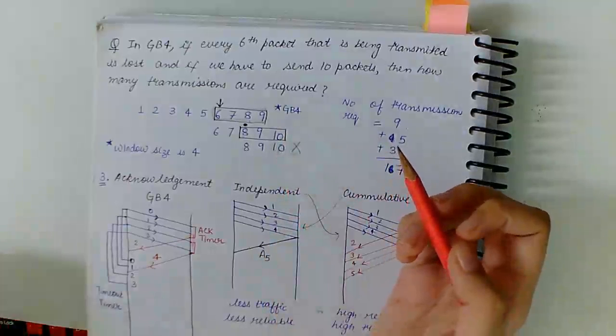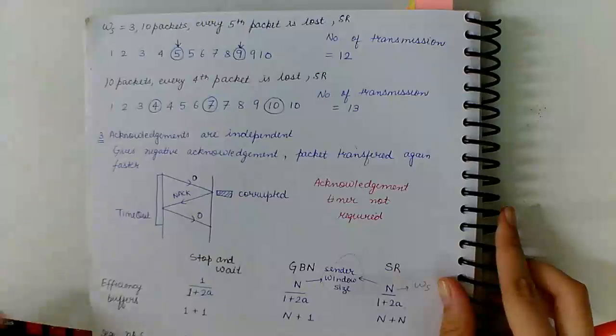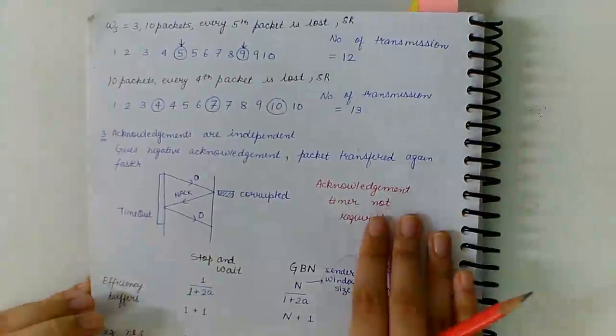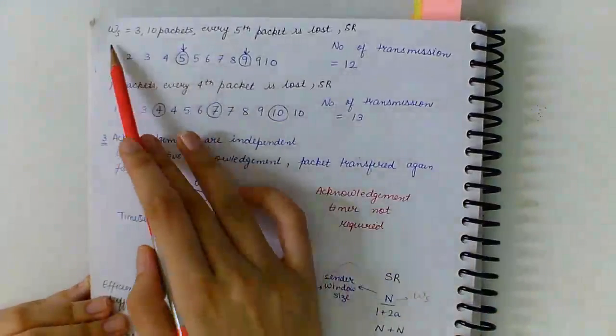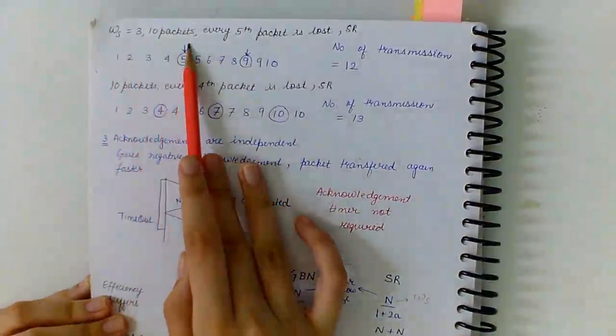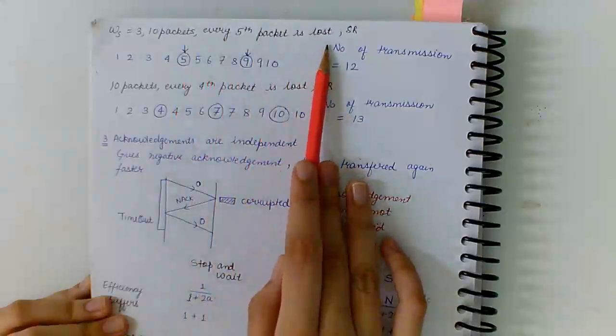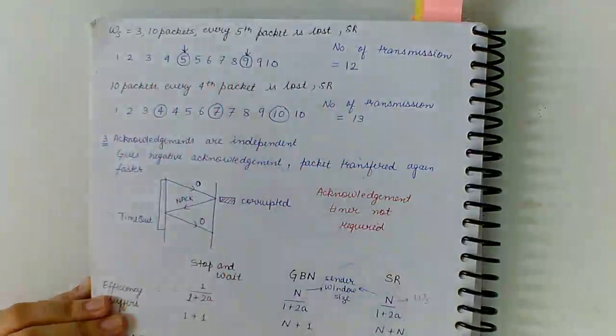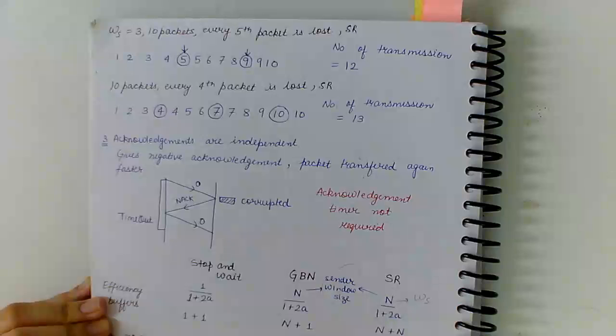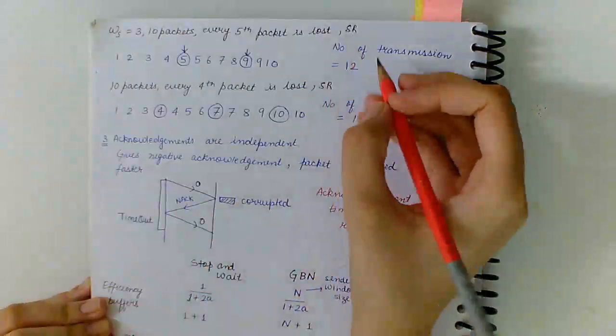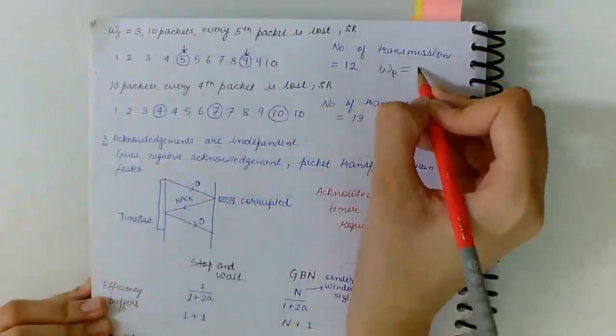Okay, so moving on to the next question. This is for SR, that is selective repeat. The window size for sender is given 3. There are 10 packets to be sent, and every 5th packet is lost. So for selective repeat, we know that the receiver window size is same as the sender window size.